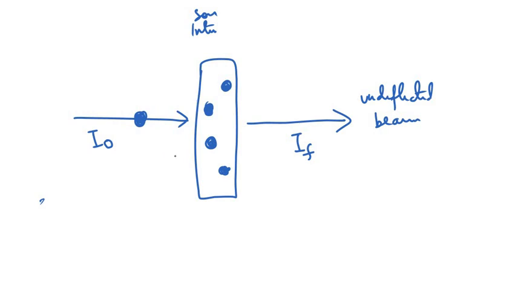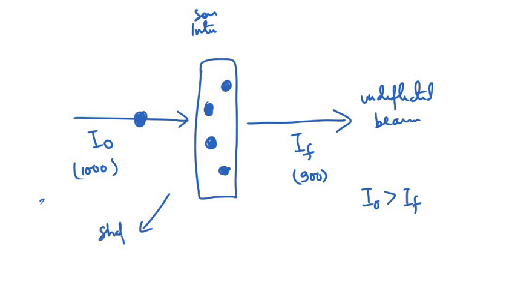Now what do you think about the values of these? Of course, I0 will be greater than I final. Why? Let me consider some examples. Suppose 1000 projectiles are incoming, and here you are observing say 900 projectiles that have actually gone through the target without interaction. So what about the rest of the 100 projectiles? What has happened to them? Now out of the rest of 100, some will undergo shape elastic scattering, or basically your normal elastic scattering. Say 30 have undergone shape elastic scattering. So this is what I mean by scattering.